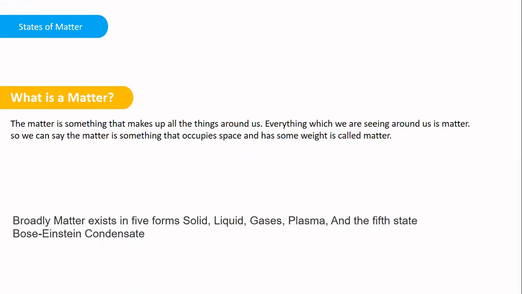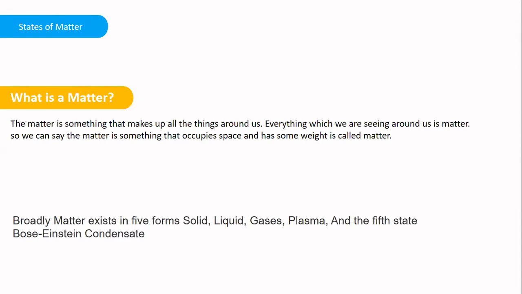Matter is something that makes up all the things around us. Everything which you are seeing around you is matter. Whether it is the furniture kept in your room, the books, or the clothes kept in your cupboard, all are matter. Now, the question arises: how can we identify the things that are matter? Matter is something that occupies space and has some weight. So you can easily find the things around you which take up space and have some weight.